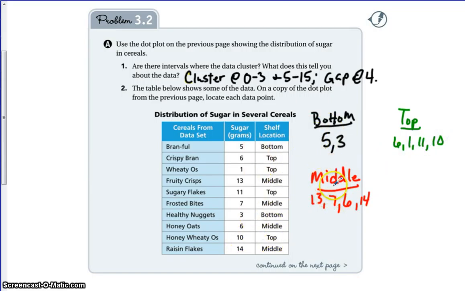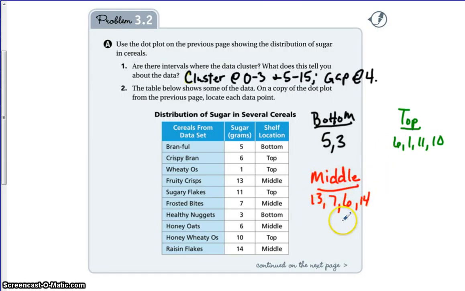All right, so real quickly looking at these numbers, I can tell that even though there seems to be less sugar in maybe 1 or 2, the bottom shelf cereals would have the least amount of sugar in them, while the middle and top shelf probably have the most, probably with the middle having the most.